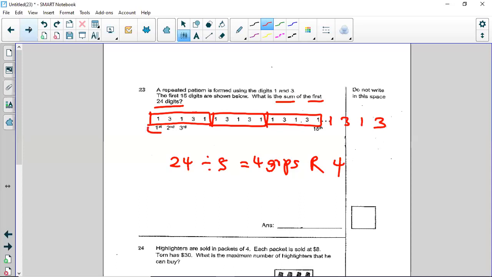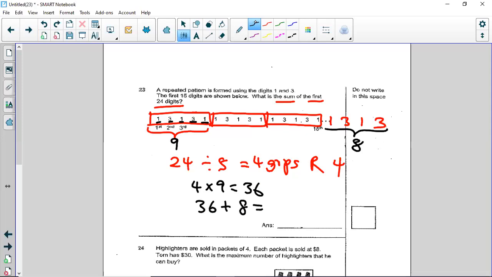Understand? So can you find the sum of all these digits? So you will need to go back to one group and find the sum. So you have 1 plus 3, 4, 4 plus 4, 8 plus 1. The sum is 9. Okay, there are 4 groups. So 4 times 9, 36. But still not the answer yet because you need to add the last 4 digits, which is 8. Understand? And then you plus them together. So 36 plus 8. So what is the sum of all the 24 digits? Answer 44. Do you understand? Grouping method. How do you know that? Picture clues, right? Picture can also give you some clues. So there's a picture here and it's grouping method.